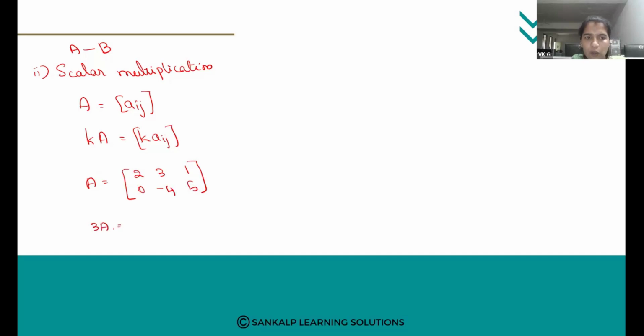3A is obtained by multiplying every entry of A by 3. 2 into 3, 6. 3 into 3, 9. 3 into 1, 3. 3 into 0, 0. 3 into minus 4, minus 12. 3 into 5, 15. Multiplying each and every entry of matrix A by a scalar or a constant. In this particular example, I took it as 3. Multiplying every entry of A by 3.